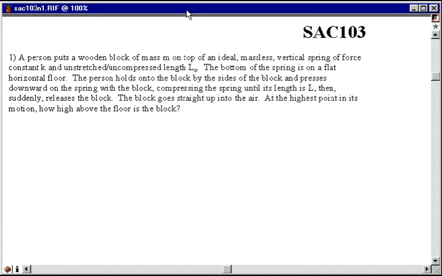In SAC 103, we've got a conservation of energy problem involving a spring. We've got an ideal massless spring, spring constant K, and unstretched, uncompressed length L0.